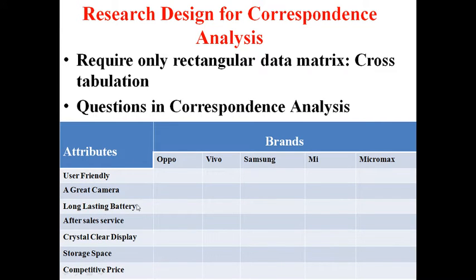So we want to find out the relationship between attributes and brands. We can find out the row-wise relationship, like user friendly across all the brands, and then related to the camera. Or you can say, how Oppo relates to user friendly, great camera, long lasting battery and all these things. And then finally you can find out the association between all the attributes and all the brands. So you can find out row wise, column wise, and also the interaction effect between the brands and attributes.